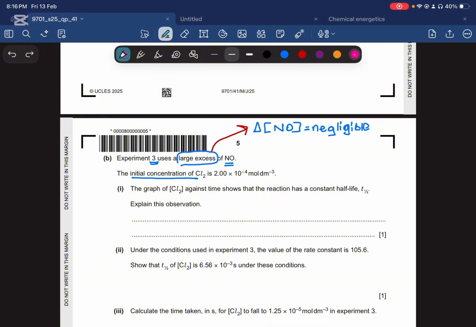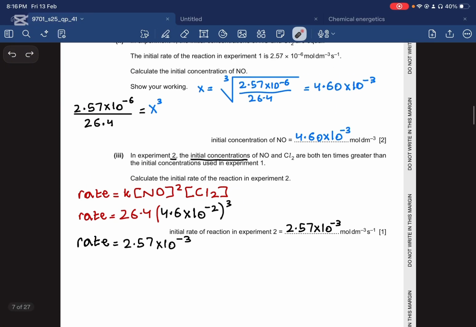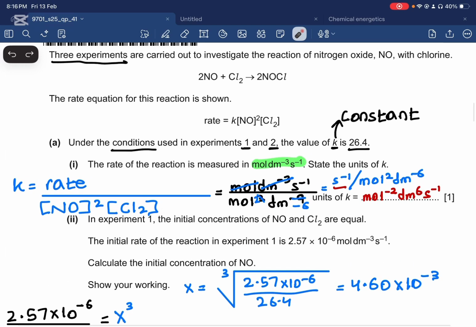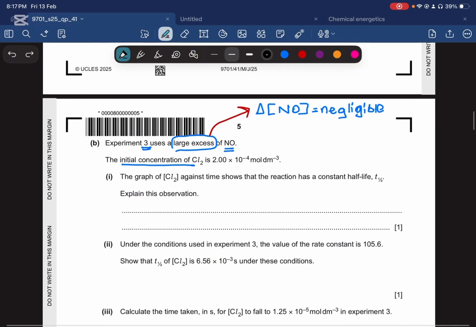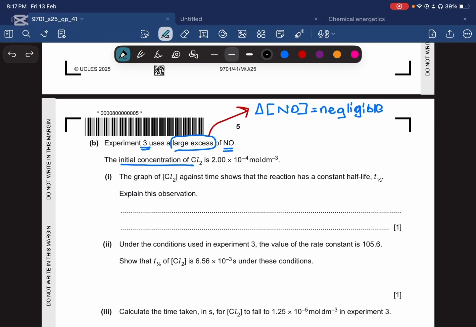Now, if the concentration does not change, look at the rate equation. So you cancel this out. Anything that is not changing does not belong in the rate equation. So you cancel this out. What's the overall order of reaction? The overall order of reaction now is simply 1. Whenever the overall order of reaction is 1, the reaction is going to have a constant half-life.